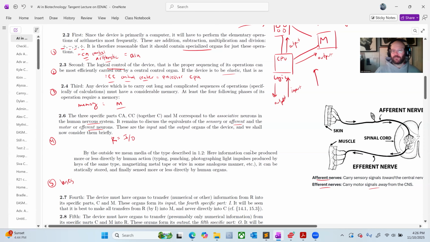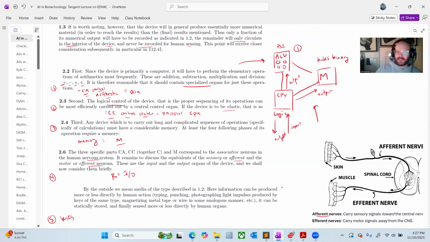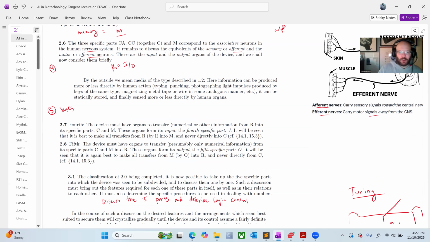Okay, and then the fifth thing that's required are, I've drawn these lines that are connecting these pieces. Nowadays, we call these buses, system buses, or data buses, or control buses. These are wires or connections that carry data or control codes back and forth. These are the signals. So the input-output has to be carried via electrical signals through the buses, and he describes the buses. He says they must have organs to transfer. So again, more biological lingo.